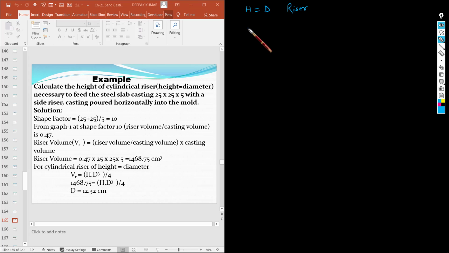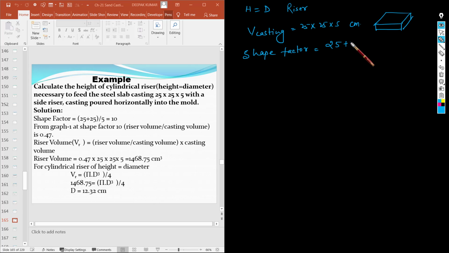Okay, there is a casting. Its dimensions are given: 25, 25, 5. So we need to find, first of all, the shape factor. It's a casting, so the casting has the shape of a slab. So thickness is 5, so we will write (25 plus 25) divided by 5, that is 10.